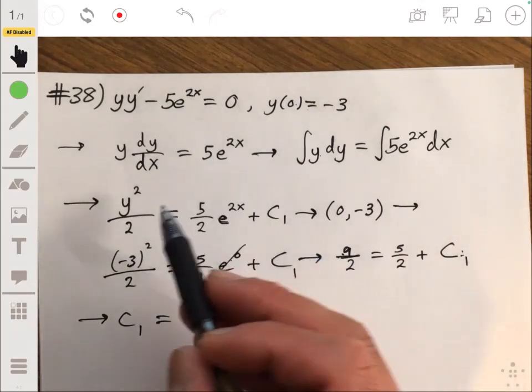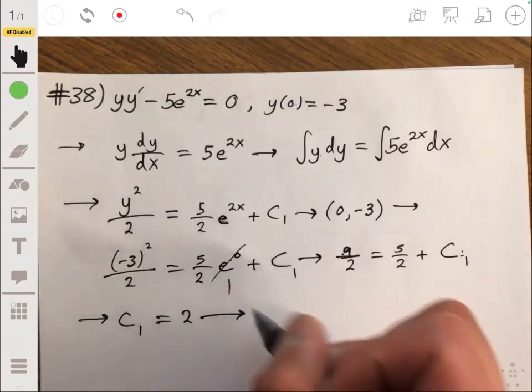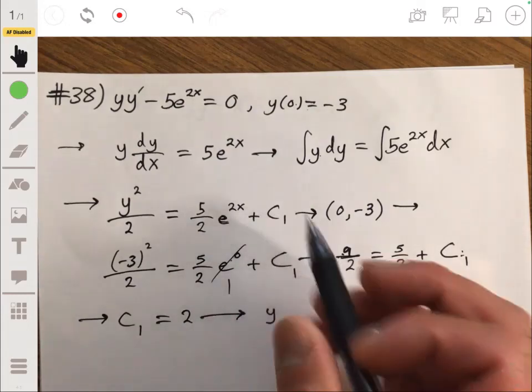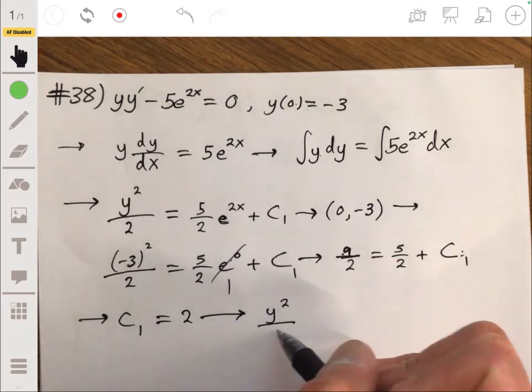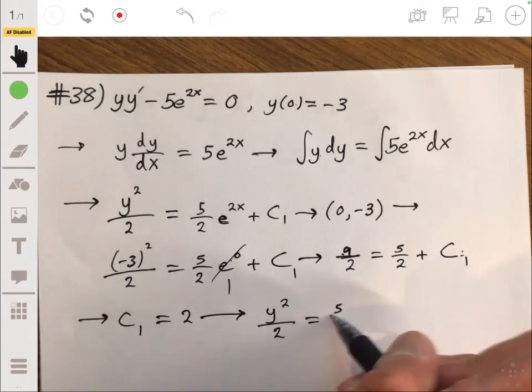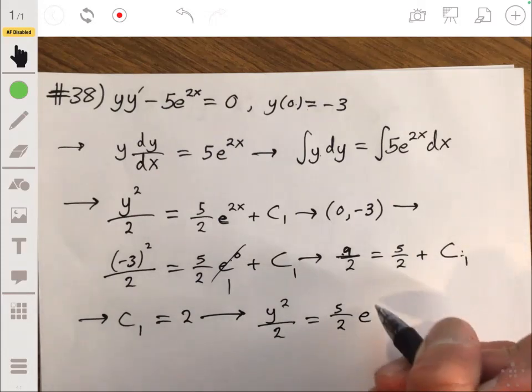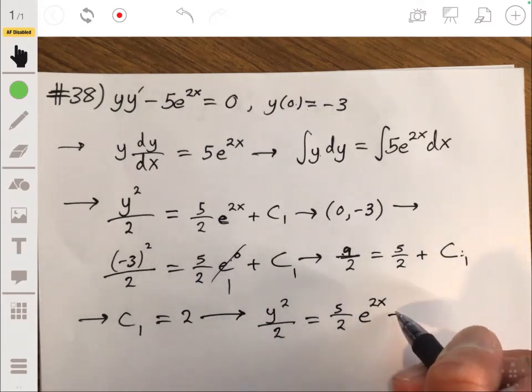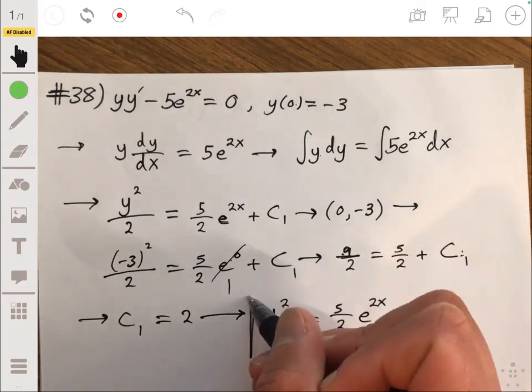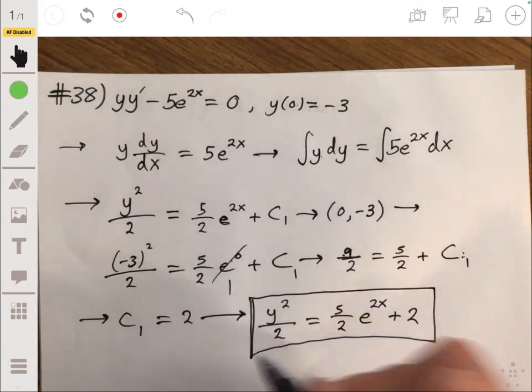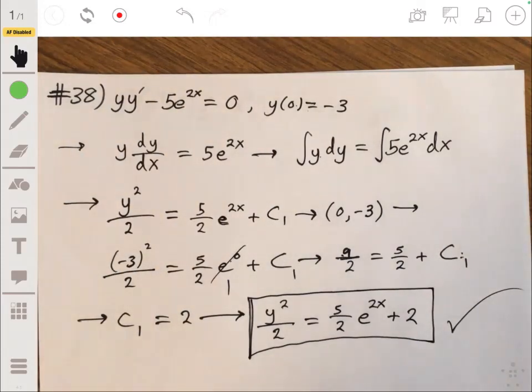And then we can rewrite our particular solution with 2 in place of c1. So we'll have y squared over 2 being equal to 5 halves times e to the 2x plus 2. And there you go. That's all there is to it.